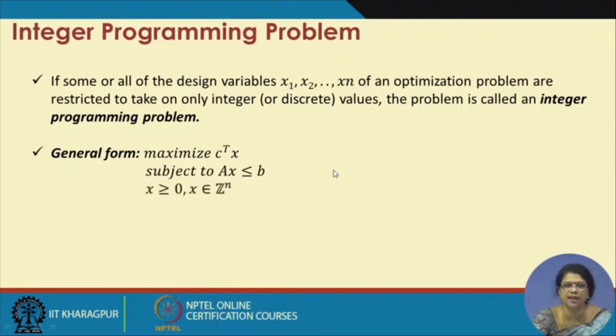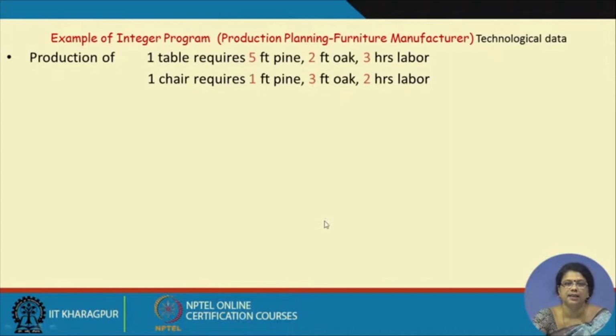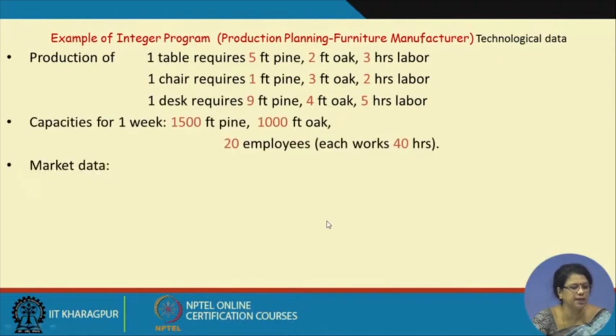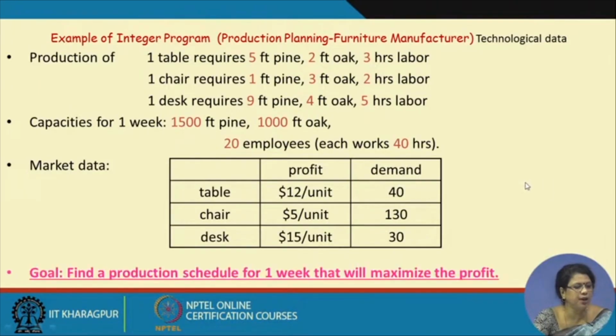Now, we can have integer programming. I need not give an example for integer programming because you have already done integer programming in linear programming, but we can have it in non-linear programming as well. This is one of the data sets. We are going for production of tables, chairs and desks, and we need to find out how many tables, how many chairs, how many desks we will plan for 1 week to maximize the profit. Here you see, tables cannot be 1.5, chairs cannot be 2.3. That is why it will always take integer values. This is one example of integer programming.